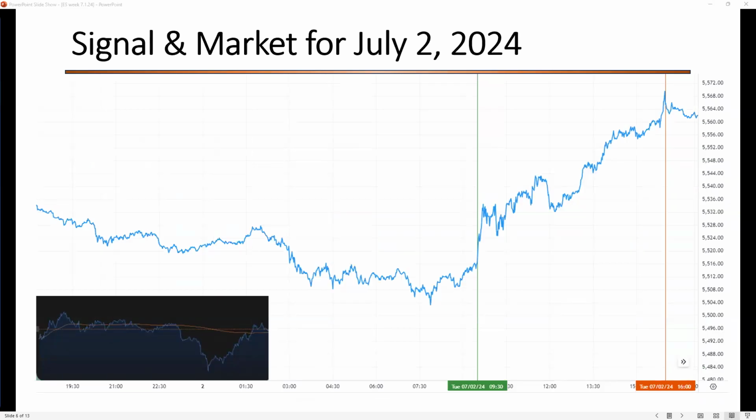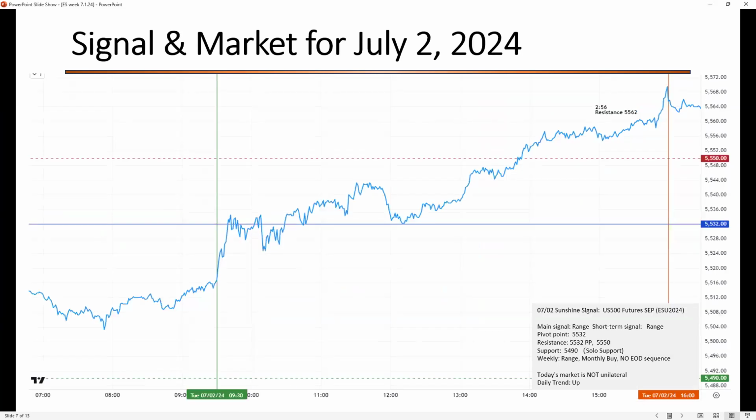For Tuesday, July 2nd, the reference chart is showing pretty much range movement and then maybe a drop at some point in the day. And now let's look at the signal. The signal is showing range again, and not trending, no end of the day sequence.